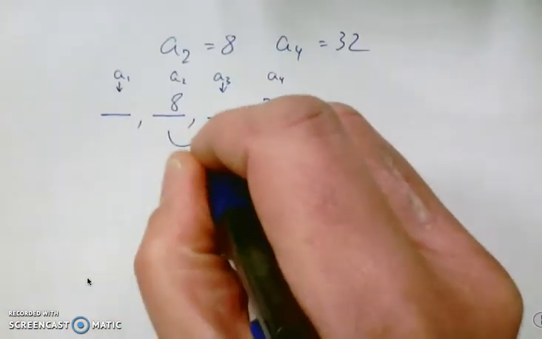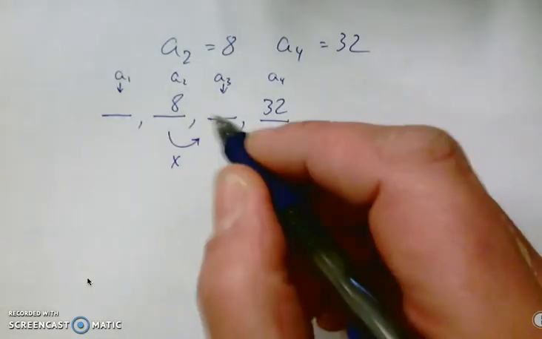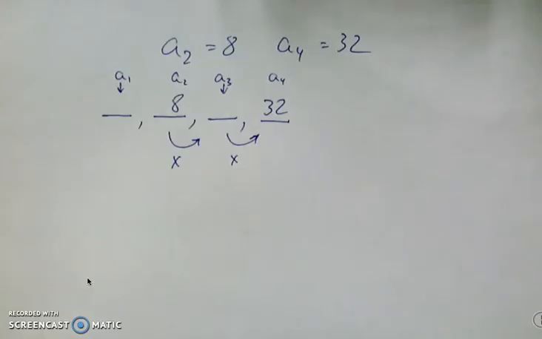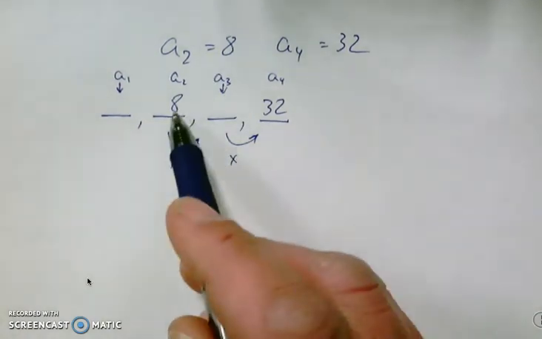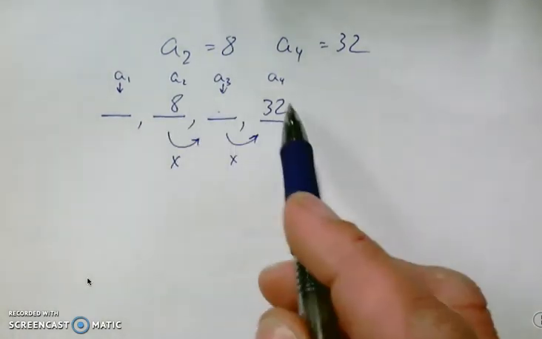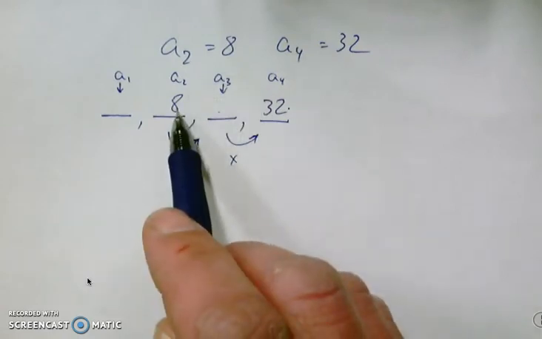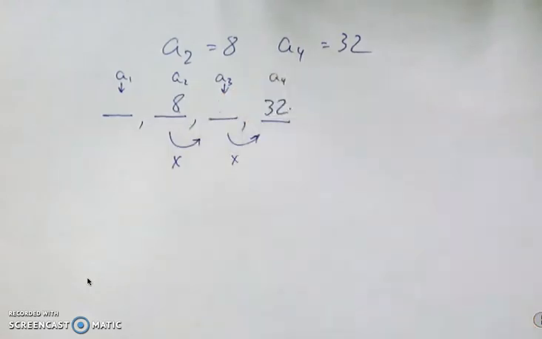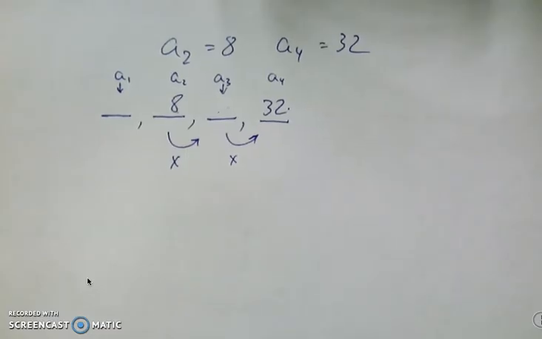What you have to do is figure out what times something gets us to here, and then times that same thing gets us to 32. There's really only one obvious answer here, because this one is actually a whole number. If you multiply by 3, that'd give you 24, and then it'd be way too big. If you multiply by 5, that'd give you 40, already too big. The only choice here is timesing 2 to get 16, and then times 2 to get 32. So we can tell it's times 2.